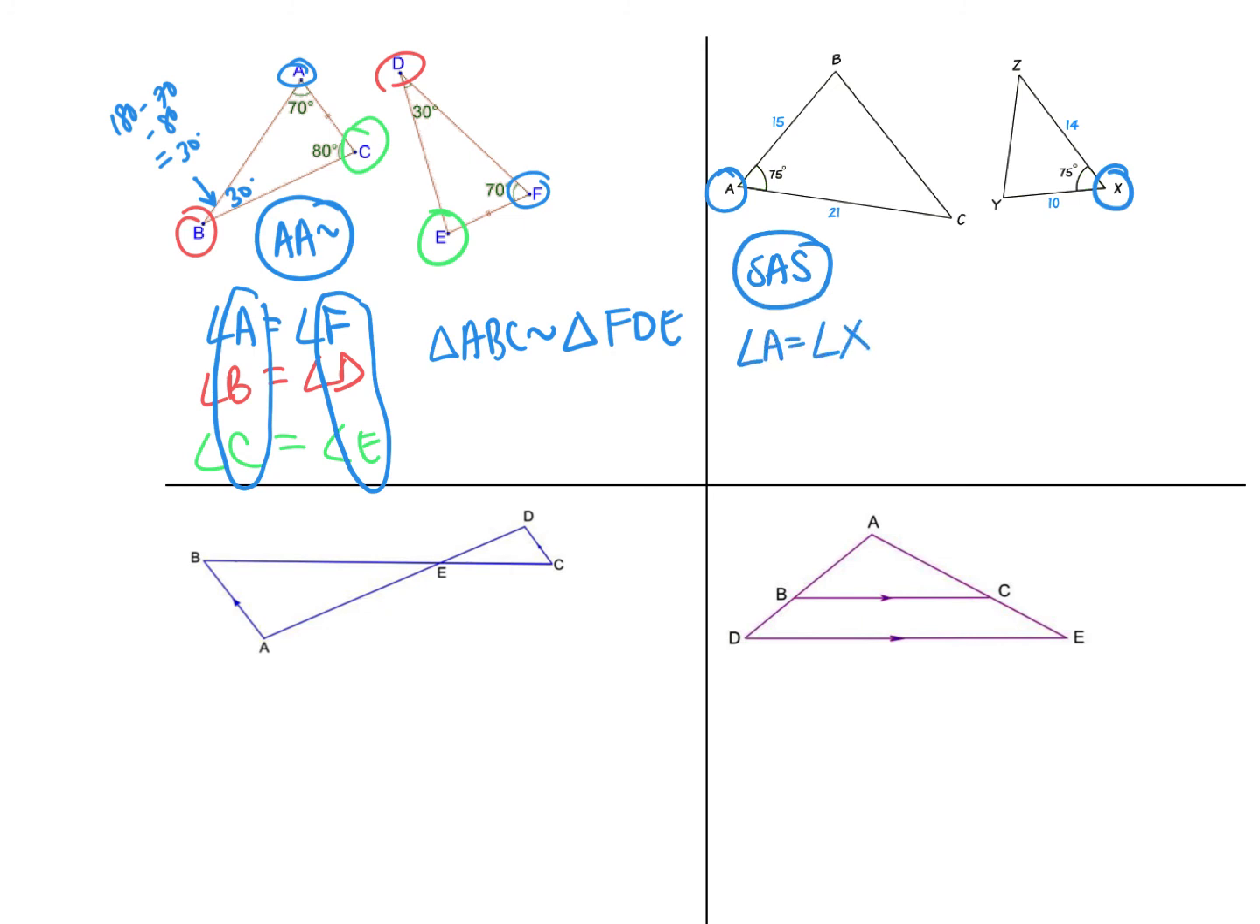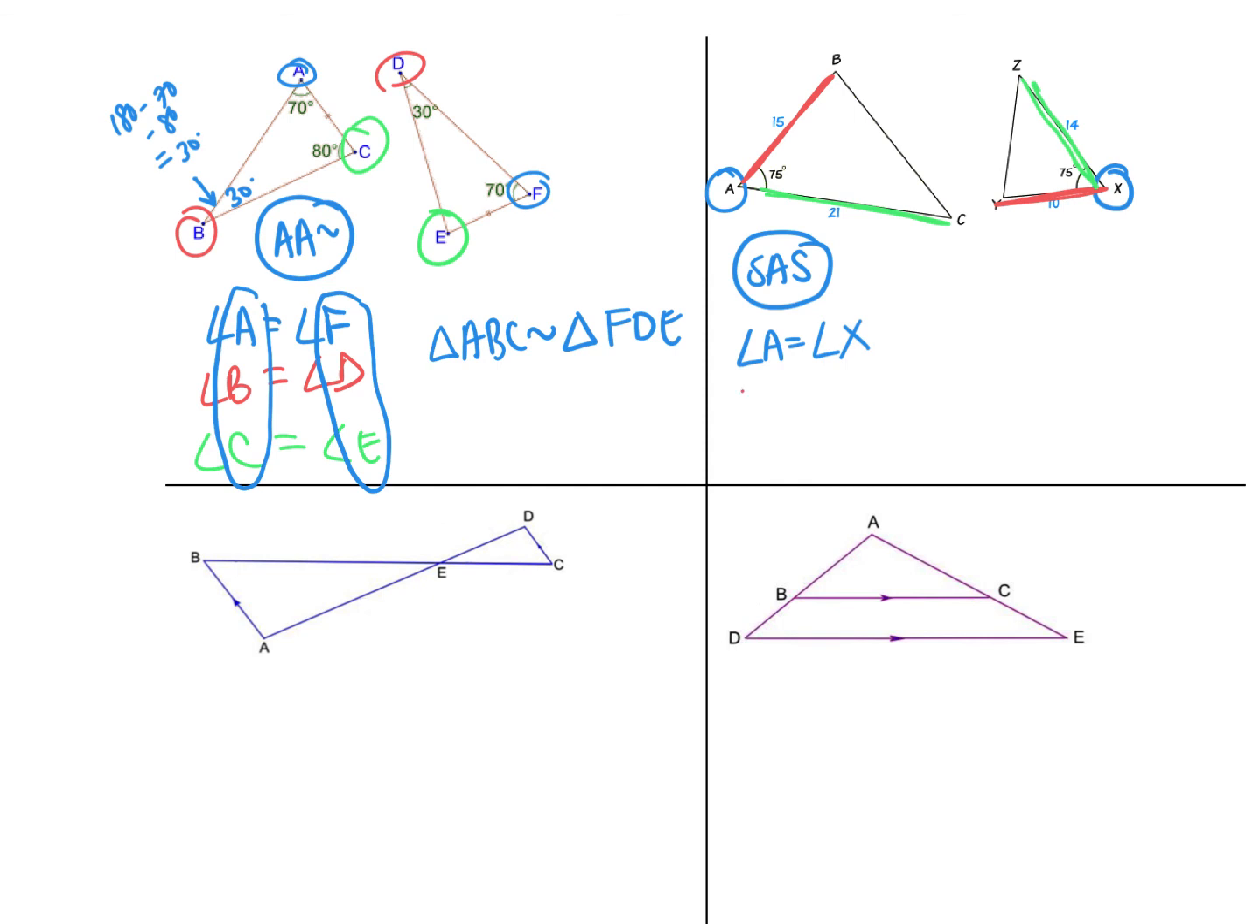I don't know any of the other angles and I can't just assume that, oh, I think B matches Z or Y. I can't make those assumptions, so I have to use what is given to me. I'm given 15 and 21 in triangle ABC and then 10 and 14 in the other one. So I think it makes more sense for the 15 and the 10 to match, and then the 21 is going to go with the 14. Okay, so let's see if I'm right.